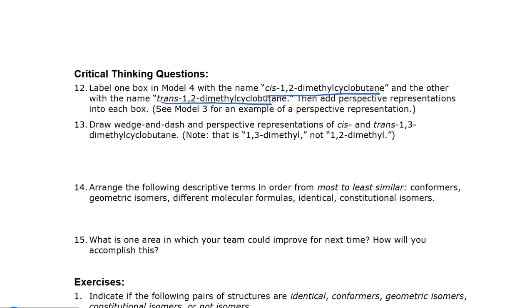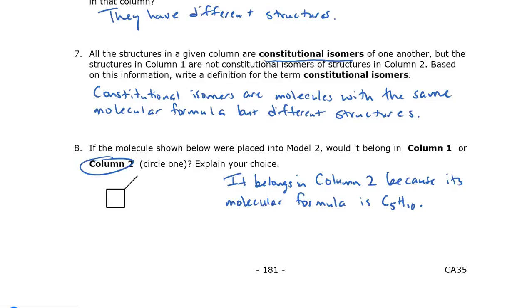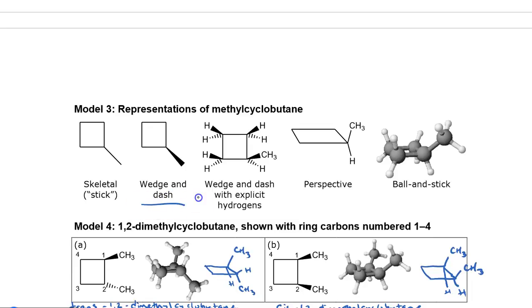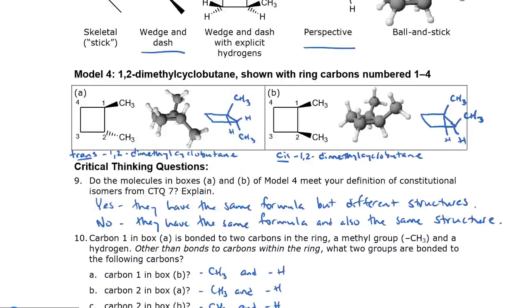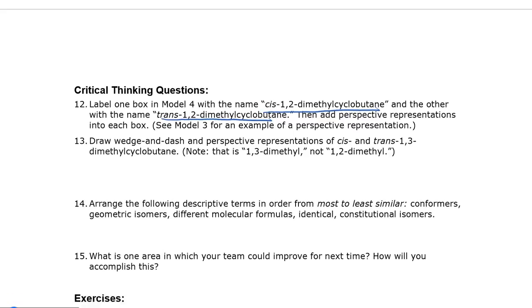Number 13. In the space here, draw wedge and dash and perspective representations. All right, so wedge and dash and perspective of cis and trans 1,3-dimethyl cyclobutane. Pause the video and draw those now.